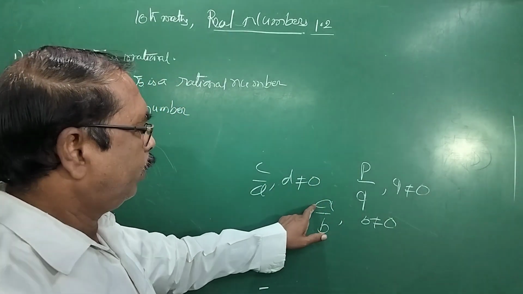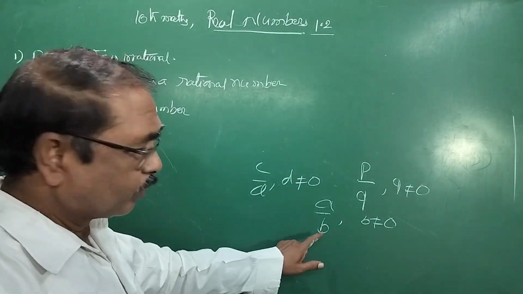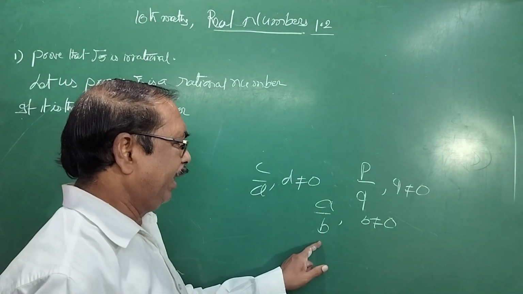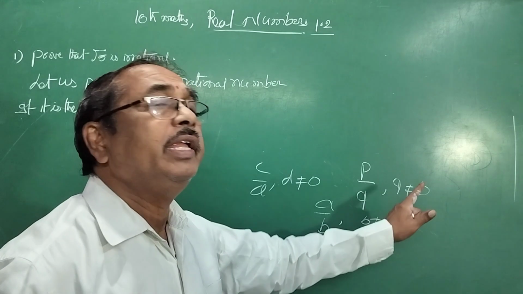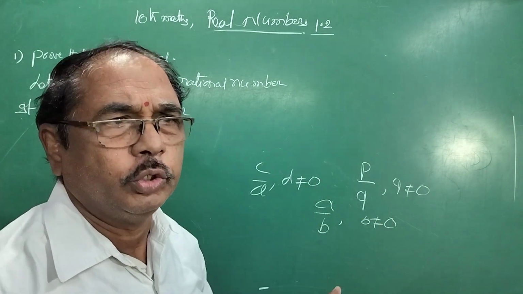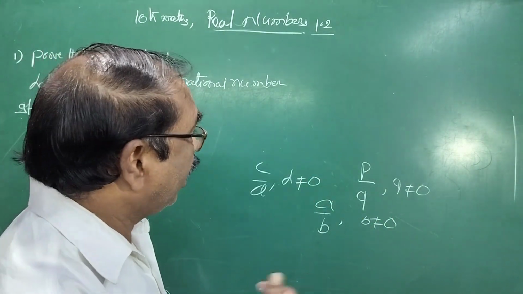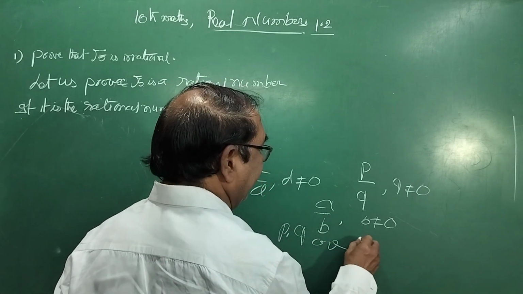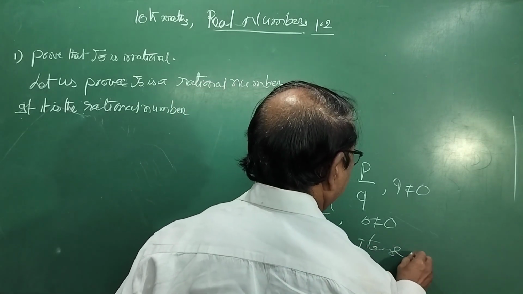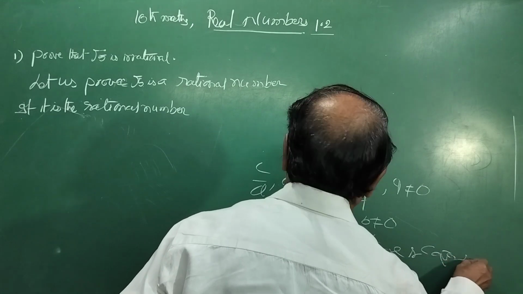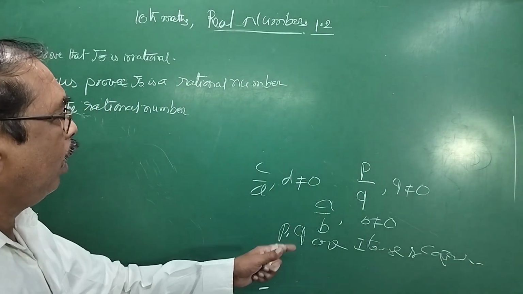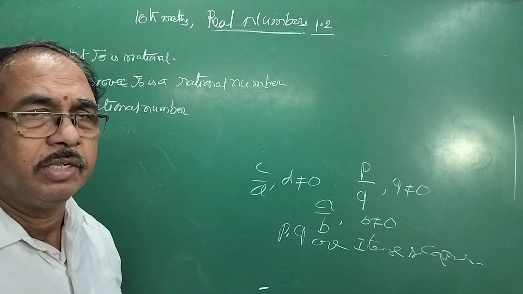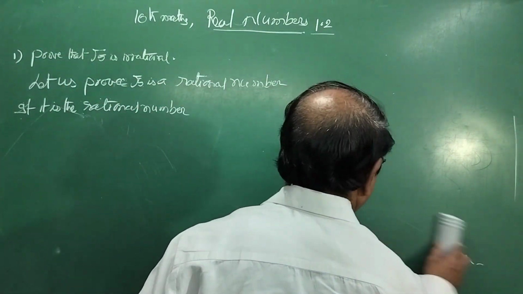That means the numerator and denominator should not be equal to 0. And what more? p and q are integers and co-primes, like that we say. p and q, or c and d, or a and b, are co-primes. Another word is there: co-primes.